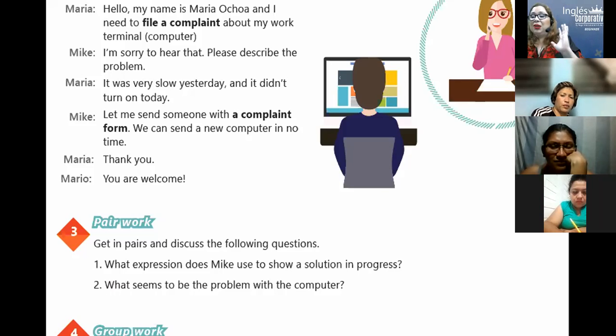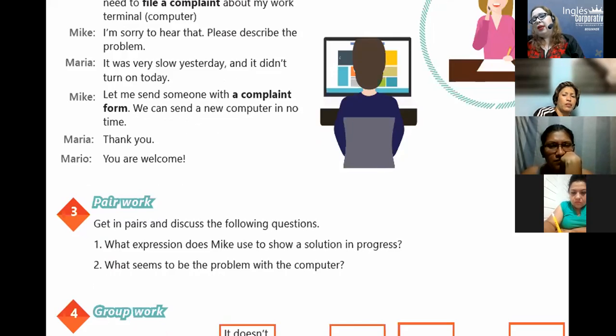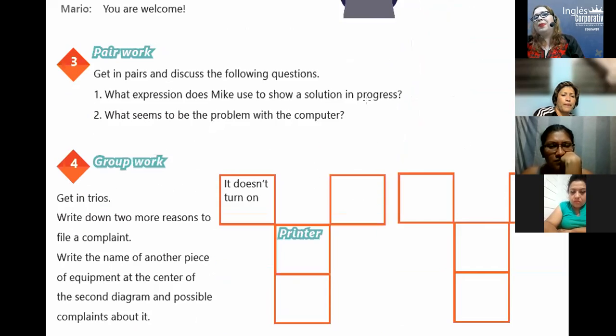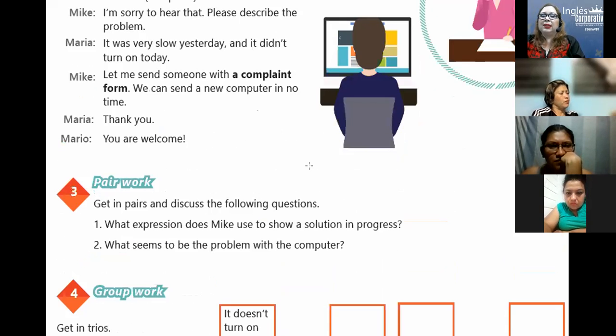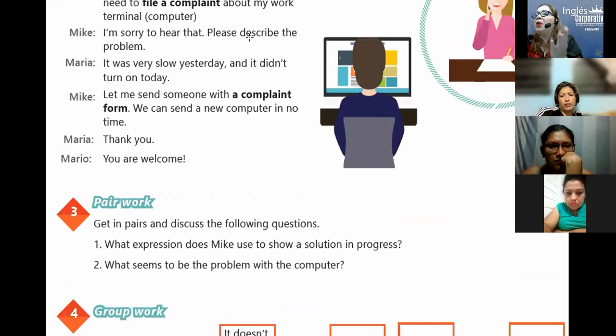So now these are very important questions. Okay. What seems to be the problem? What seems to be the problem? It's a very important question when you are in a conversation looking for a solution in tech support. And you are going to be asked this kind of questions, so you need to know how to answer. Okay, en todo caso, cuando ustedes les preguntan, what seems to be the problem, ¿qué es lo que me están pidiendo? Así como le dijo este niño, Mike, a María, le dice, please describe the problem, okay? Please describe the problem.